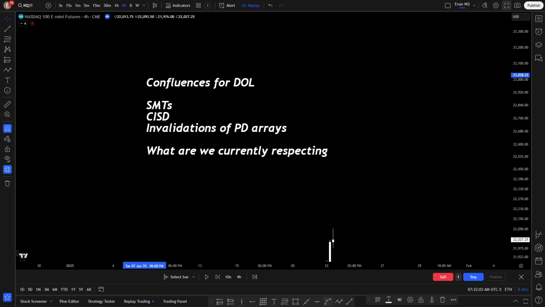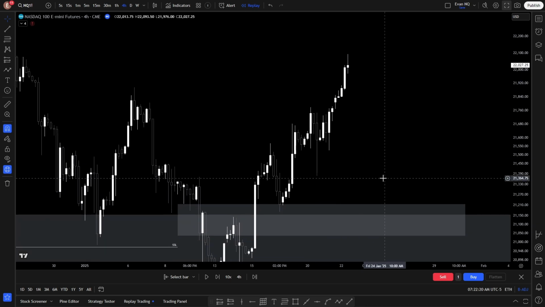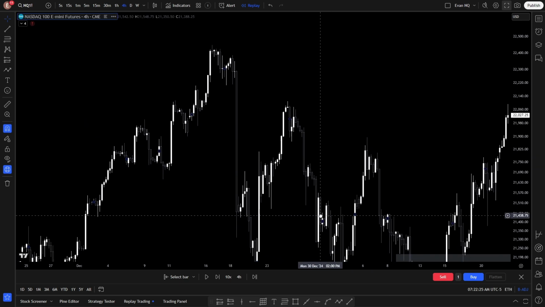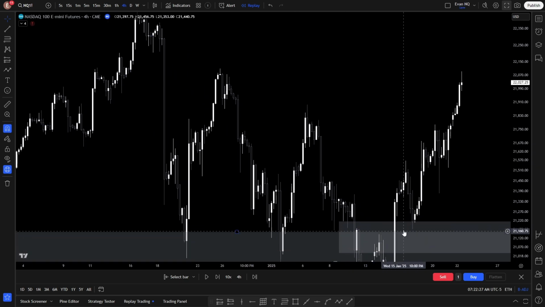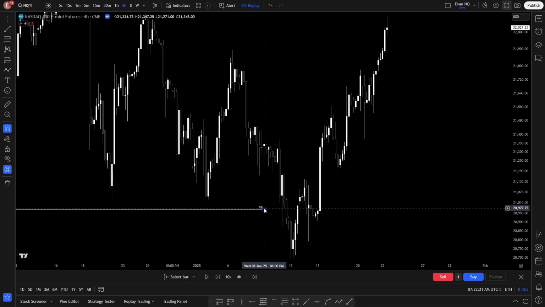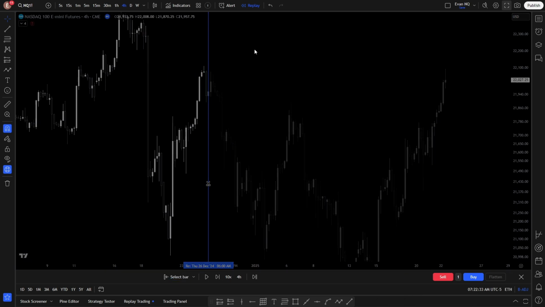And I guarantee you, if you ask yourself this every morning when you hop on the charts for your analysis, and you use these three things, SMTs, change of the state, and invalidation of PD arrays, that it will be a lot more clear for you to understand where price is going. So I'm going to show you guys some bearish examples as well. So I'm going to get rid of this right here. Apologize. All right.